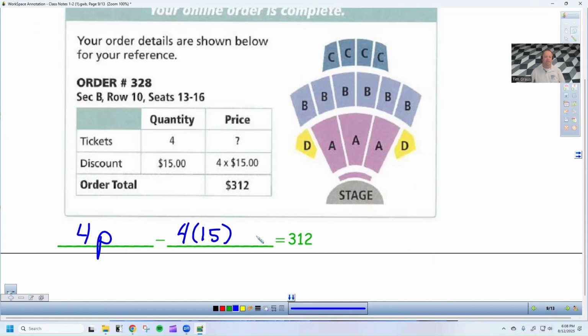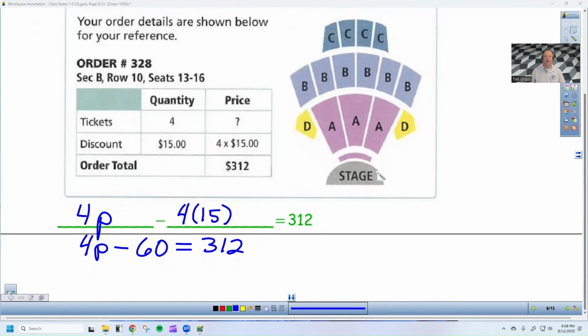To solve this equation, all we need to do is simplify a bit. 4p minus, well, 4 times 15 is 60, and that is equal to 312. Solve this in 2 steps. First, add 60 to both sides. Now 4p is equal to 372.